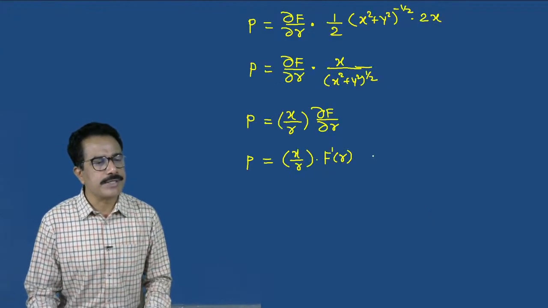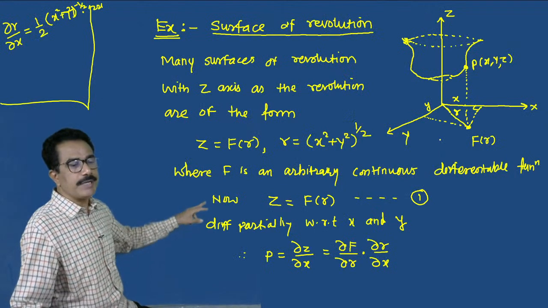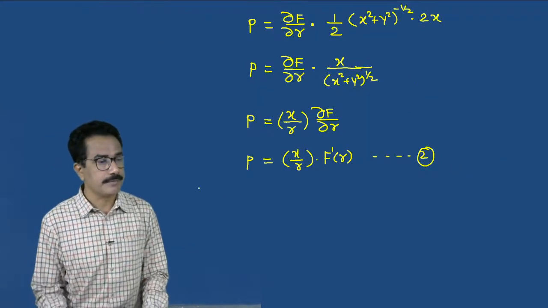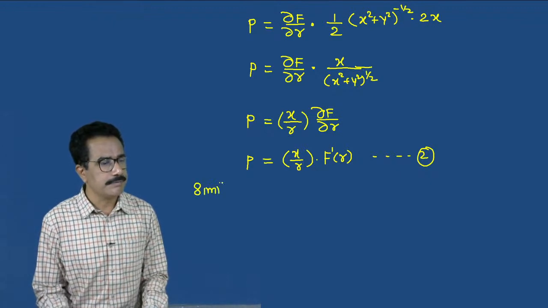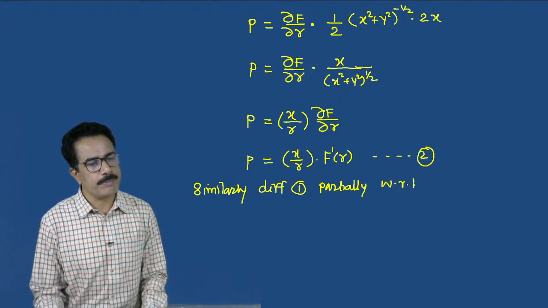This is equation number 2. If we differentiate partially with respect to x, similarly differentiating 1 partially with respect to y.